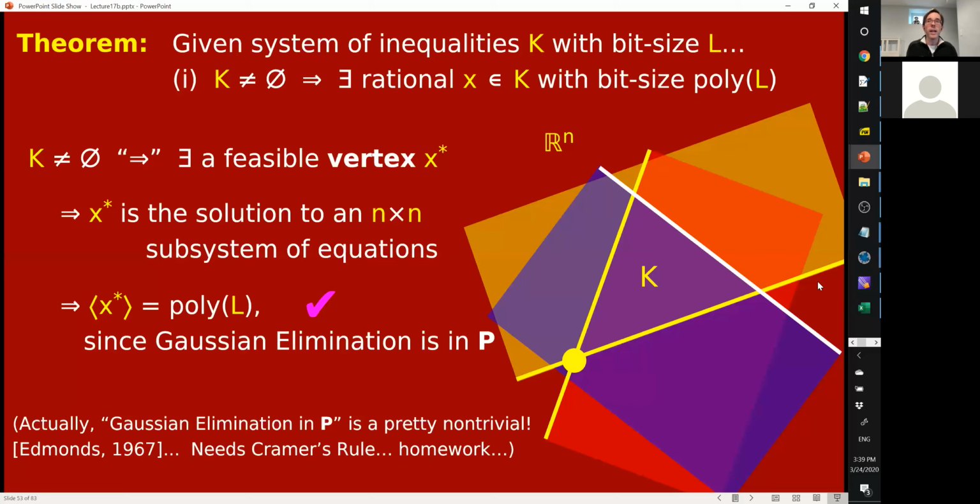But the thing that's annoying is checking that the rational numbers you generate as you go along don't blow up and require exponentially many bits to write down. But it's true, and perhaps you'll see that on the homework. So let's take that as given: if I give you a system of n variables, n unknowns, all the coefficients are rational, you can solve it in polynomial time, and so the answer is polynomially many bits to write down.